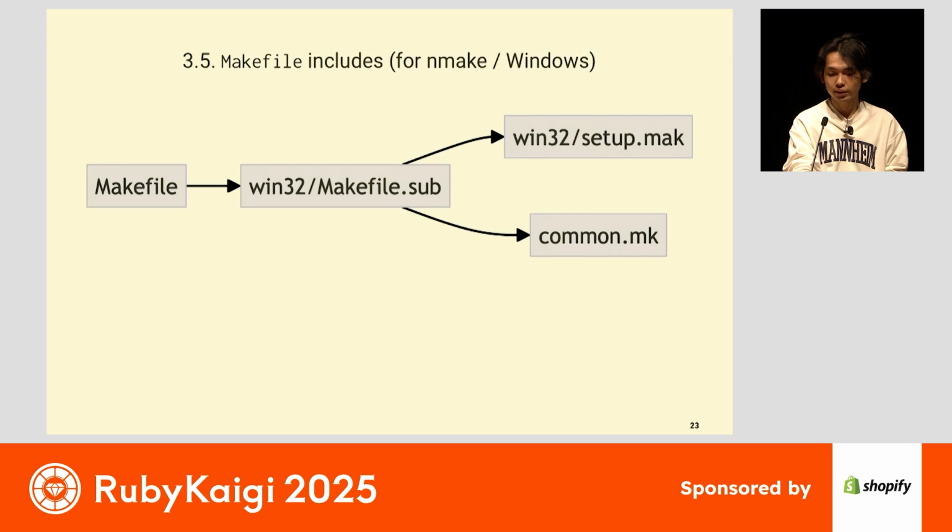And for Windows with nmake, we have a different include structure. The root makefile here is Makefile, and it includes win32/Makefile.sub, which then includes setup.mk. And it also includes common.mk as is, without any pre-processing.